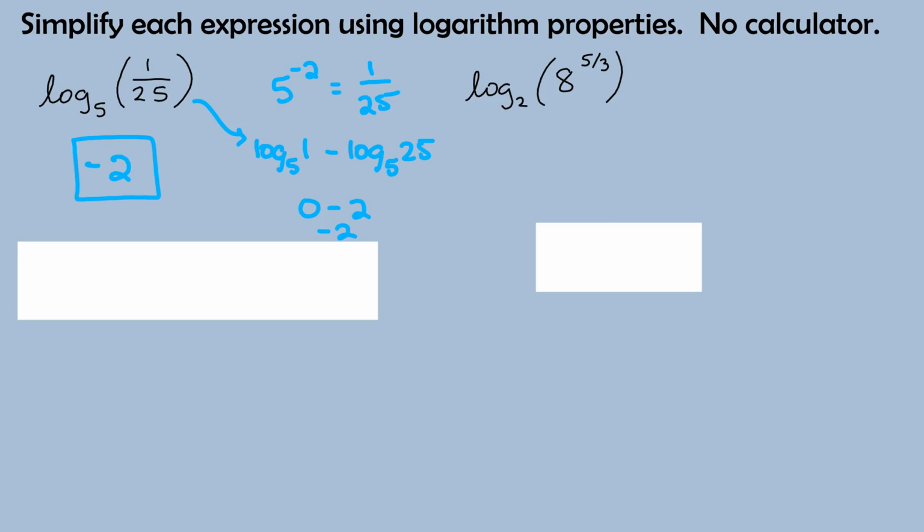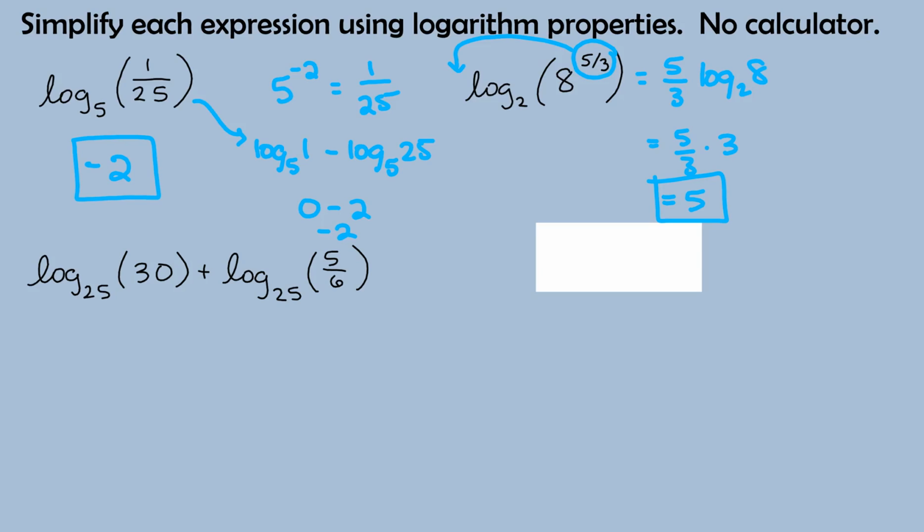Let's try this one. Log base 2 of 8 to the 5/3. Again, there are lots of different ways we can do this. One way is we can use the power property of logarithms, which says if you have a power here, you can bring it out to the front and multiply by it. So we have 5/3 times log base 2 of 8. What's log base 2 of 8? 2 to what power is 8? 2 to the 3rd power is 8. So log base 2 of 8 is just 3. 5/3 times 3 is 5. There are other ways we could do that as well.